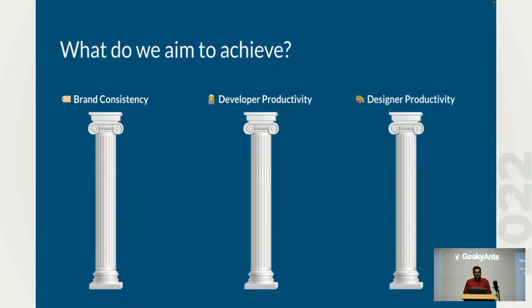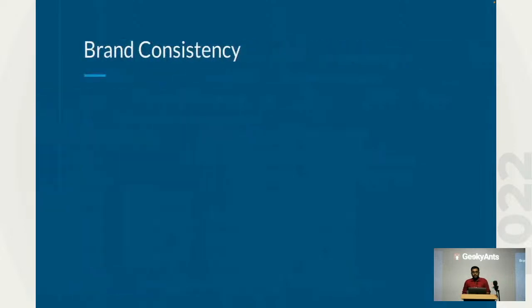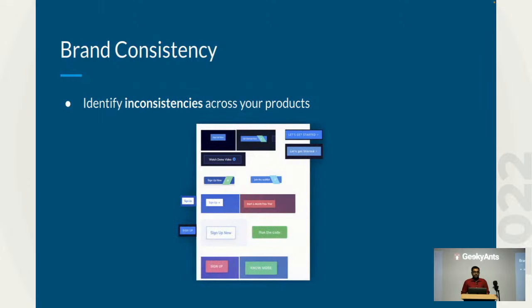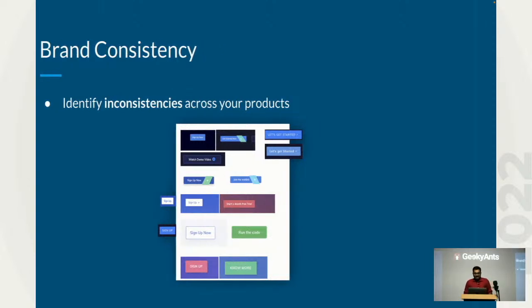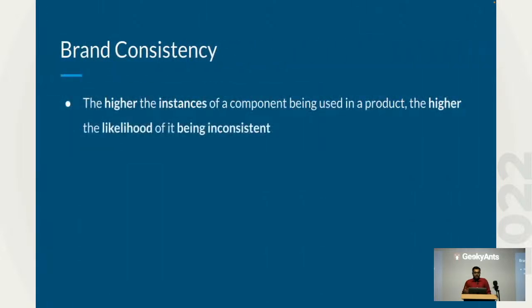So developer productivity and designer productivity became our two more pillars that we had to rely on. When we talk about brand consistency, we had to look at what brand inconsistency existed in our products. So we had to showcase how inconsistent our components were across Razorpay. This is one of the examples where we had so many variants of buttons that we just lost track. Everything just looked different. And we realized that the higher the instances of a component being used, the higher the likelihood that it's being used inconsistently. Because buttons were used everywhere, it's going to become inconsistent eventually.